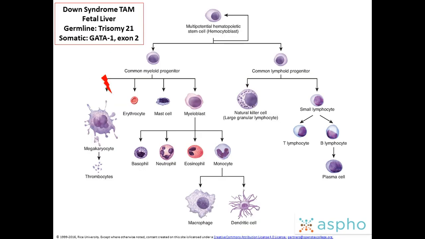All right, so memorize this slide. Down syndrome TAM: the origin of the bad cell is from the fetal liver. You have germline trisomy 21, and you have a somatic GATA1 exon 2 mutation. The exon 2 will show up on your exam, so remember GATA1 exon 2, as opposed to GATA2 germline, which gives you MonoMAC. That can get confusing.